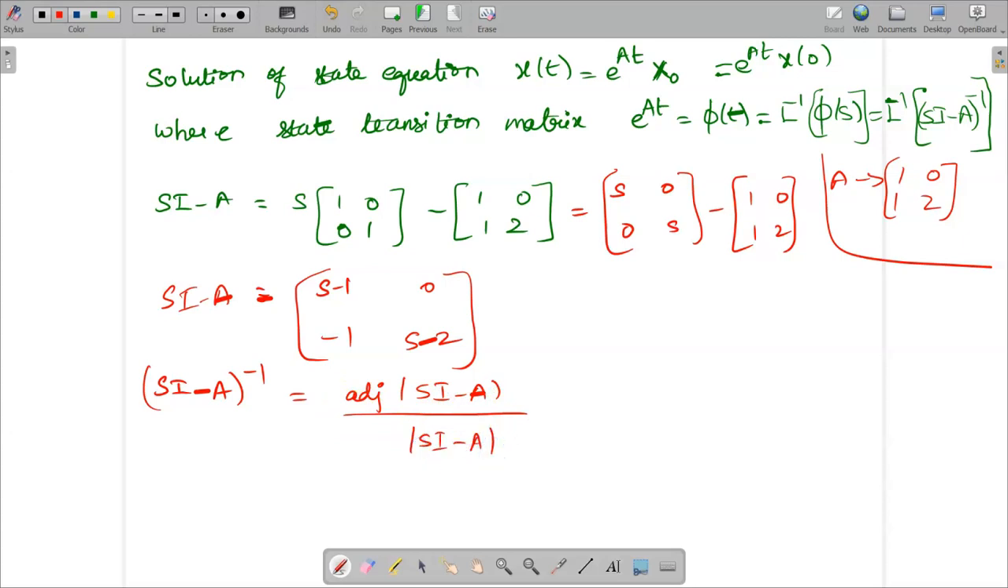So this is the formula. And what is the adjoint of sI minus A? It is nothing but the cofactor of sI minus A, the whole transpose, divided by the determinant of sI minus A. So these are all the formulas. In order to find (sI minus A) the whole inverse, we first find the cofactor of sI minus A, take the transpose of that matrix and divide it by the determinant of sI minus A.